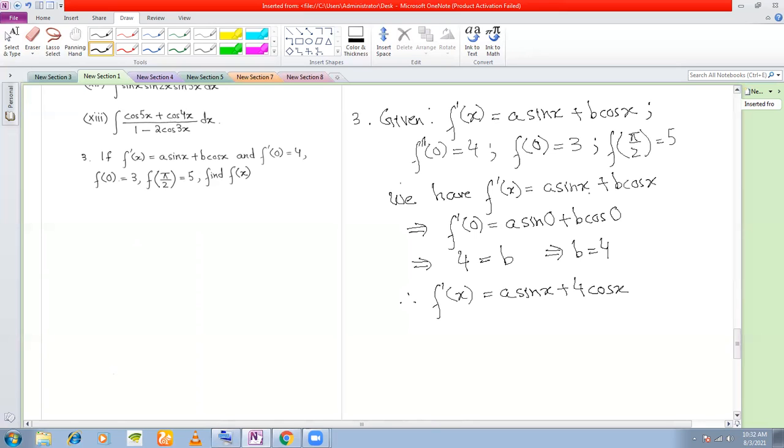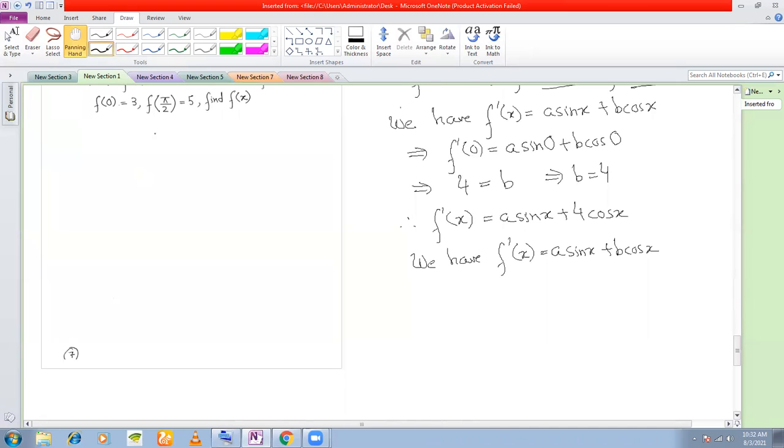Now we'll proceed to determine the other constant, which is a. So how do we determine? If you see, f0 is given as 3 and f pi by 2 is given as 5. So we use that. But here fx is not given, f dash x is given. So in order to find fx, we integrate both sides of this. We have f dash x equal to a sin x plus b cos x. Integrate both sides with respect to x.